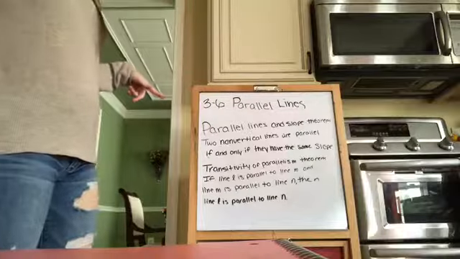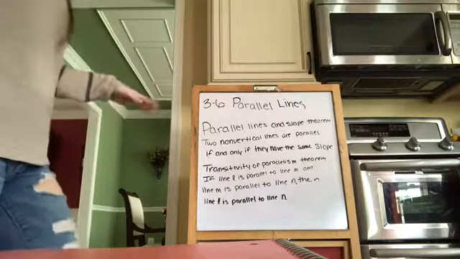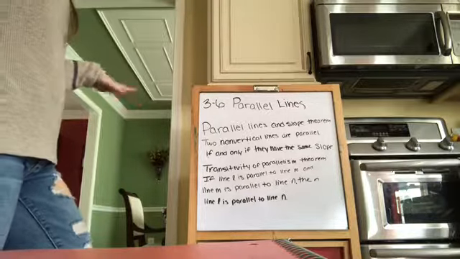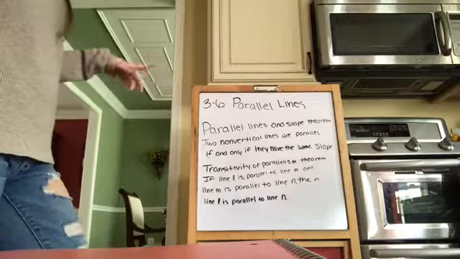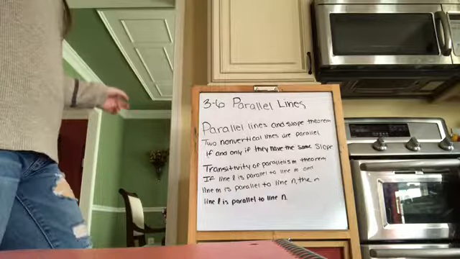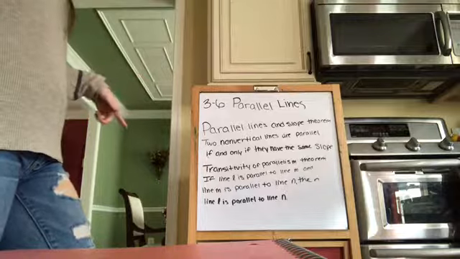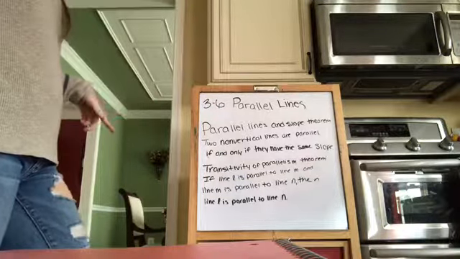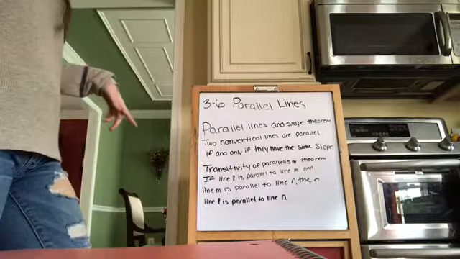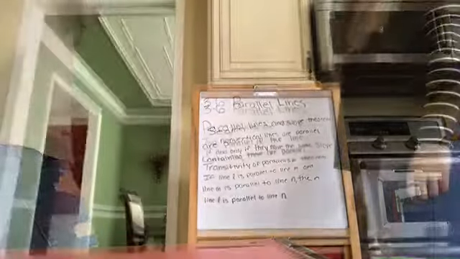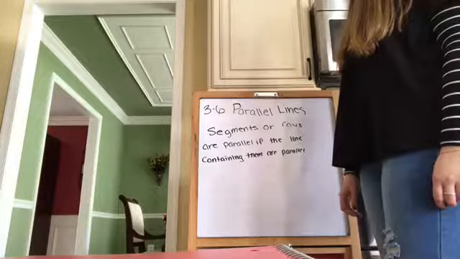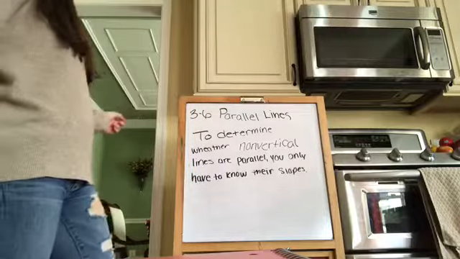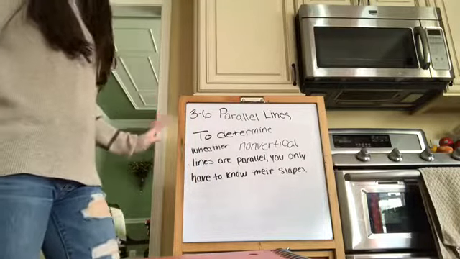These are the two theorems of parallel lines. The first one is the parallel lines and slope theorem. That is, two non-vertical lines are parallel if and only if they have the same slope. The second one is the transitivity of parallelism theorem, and that is if line L is parallel to line M and line M is parallel to line N, then line L is parallel to line N. So segments or rays are parallel if the lines containing them are parallel. To determine whether non-vertical lines are parallel, you only have to know their slopes.